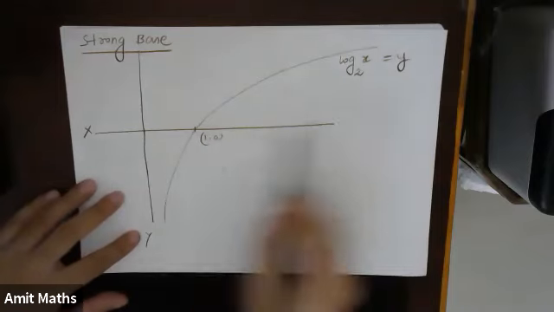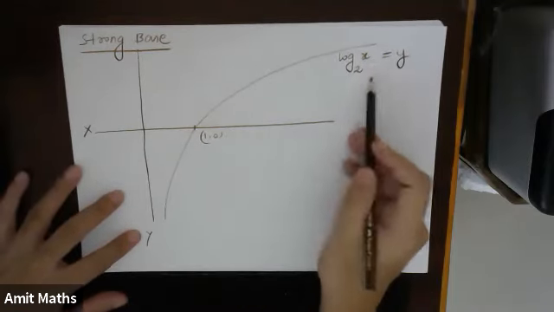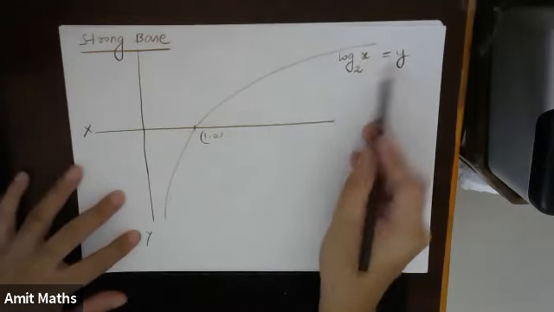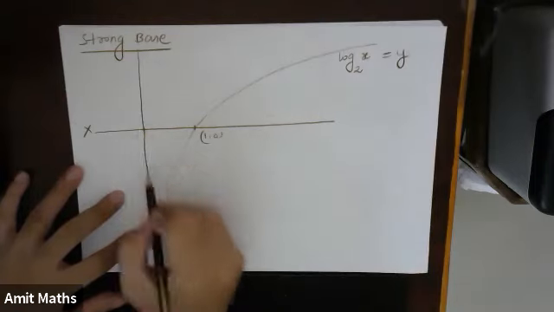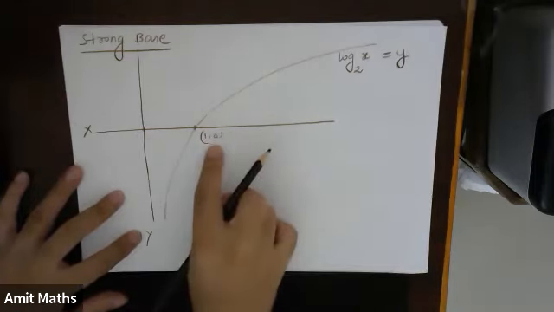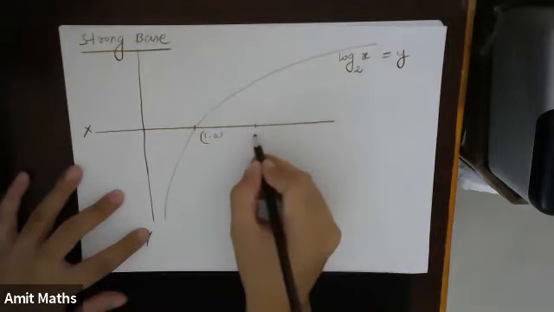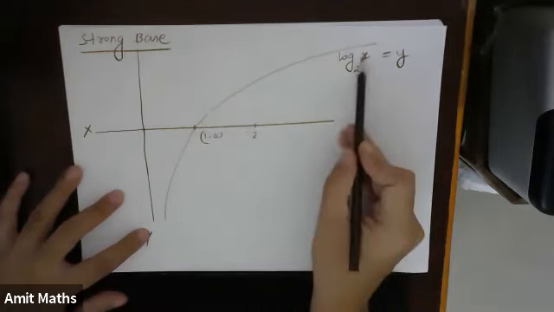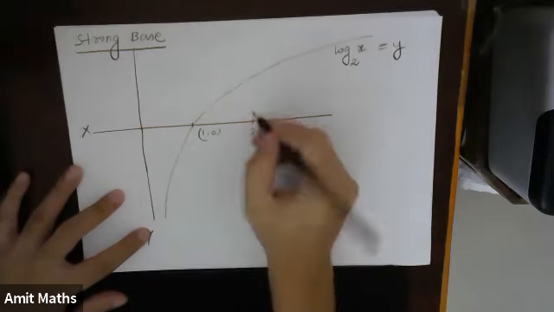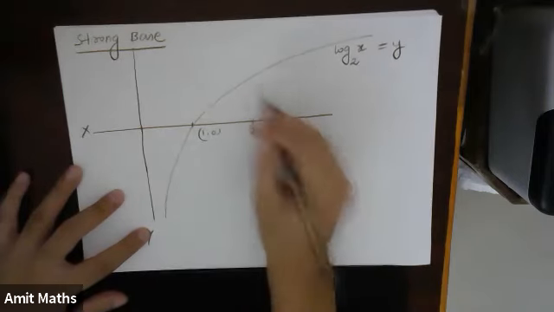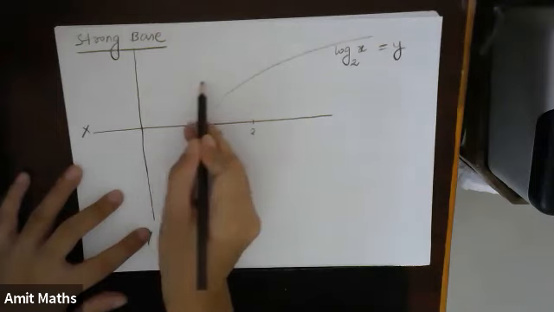Now, log of 1 will be equal to 0. So y is equal to 0. First this point. Now let's see log of 2. Log base 2 of 2 will be, y will be 1.